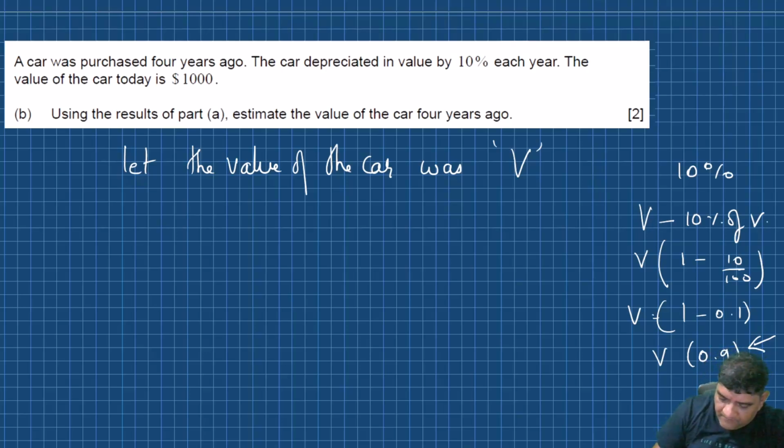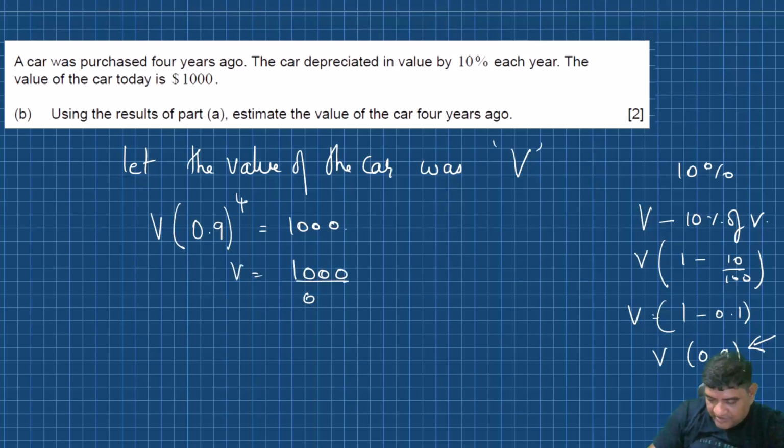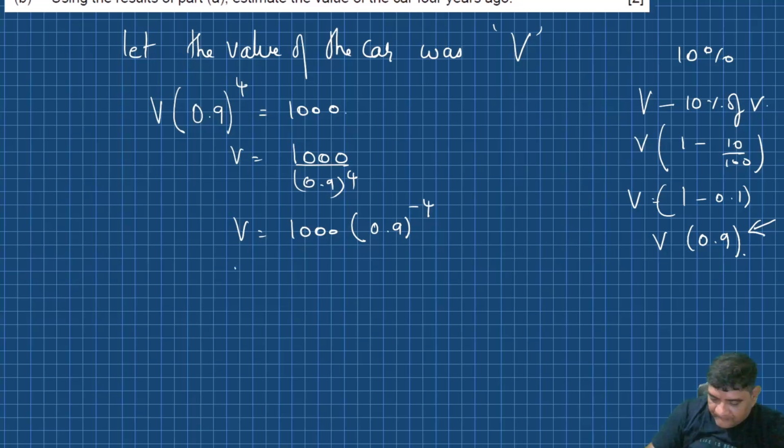Great. So whatever the initial value was, it got depreciated every year by 0.9 for 4 years. And that resulted in the present value, which is 1,000. This is the situation. So the initial value can now be written as 1,000 divided by 0.9 to the power of 4, which means the initial value is 1,000 multiplied with 0.9 to the power of minus 4. I hope you see why we have to use part A here.